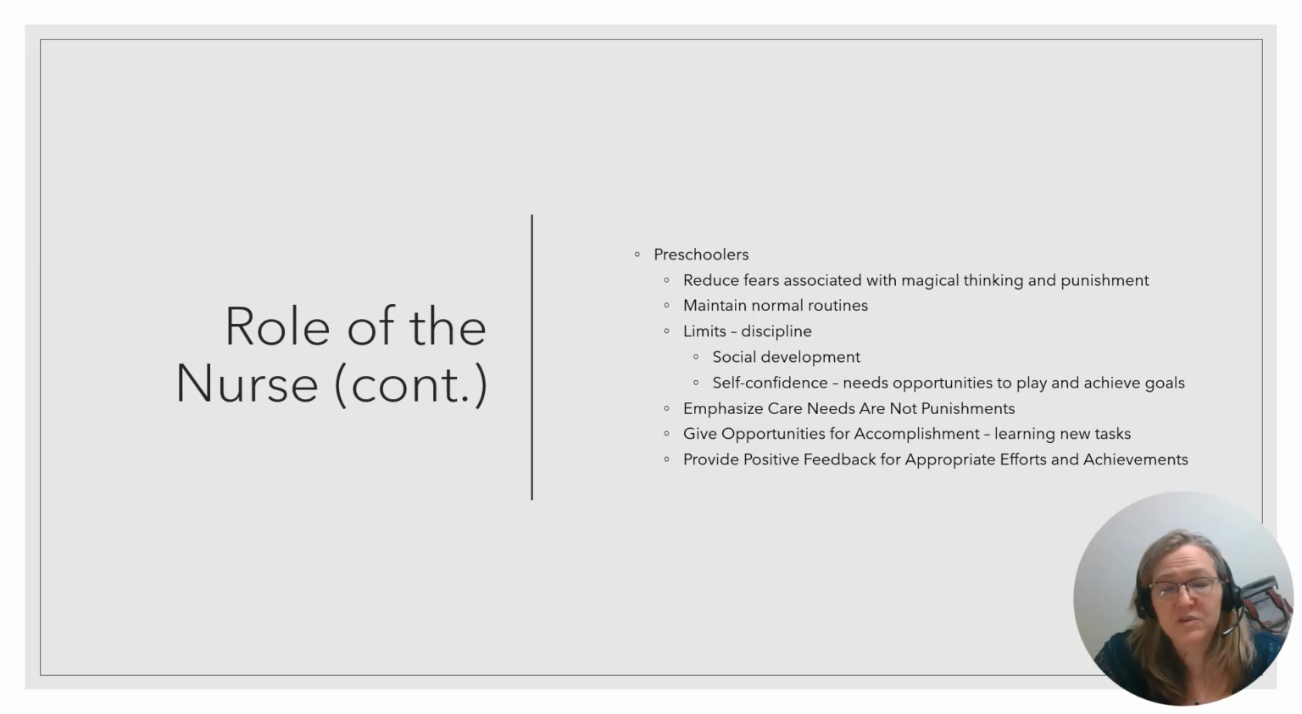So also provide positive feedback. You might notice that the parents are critical of the child if they try to do something and fail, break something maybe, but you want to recognize that and encourage the parents to constantly give positive feedback even when the child's delayed in a certain area or having trouble.